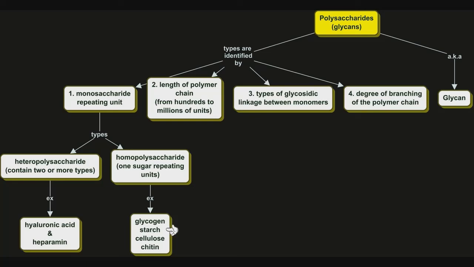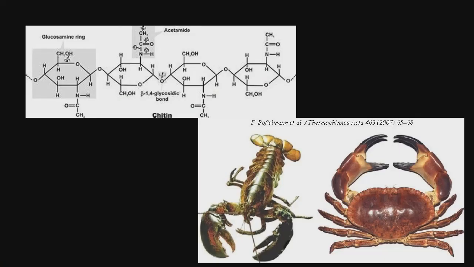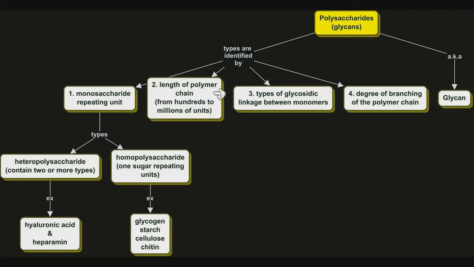This is the molecular structure of chitin. It is homo because it has the same type of sugar unit being repeated. And chitin basically makes up the exoskeletons of different crustaceans and insects. The second identification characteristic of a polysaccharide is that it usually has a polymer chain length from hundreds to even millions of units.